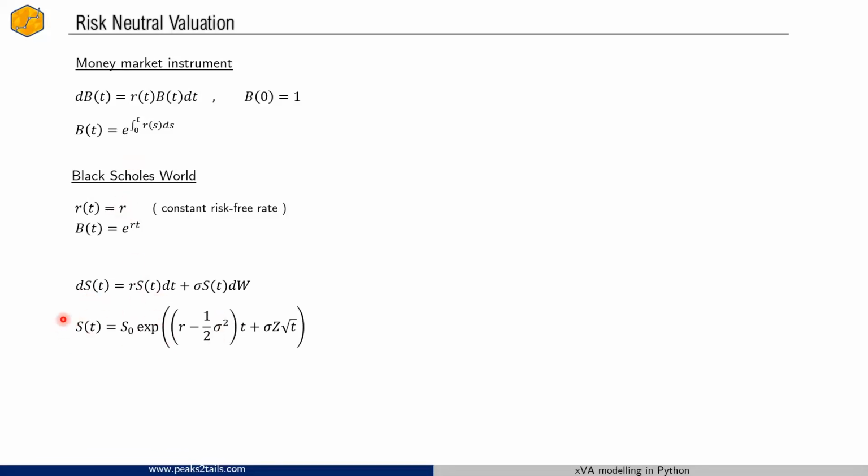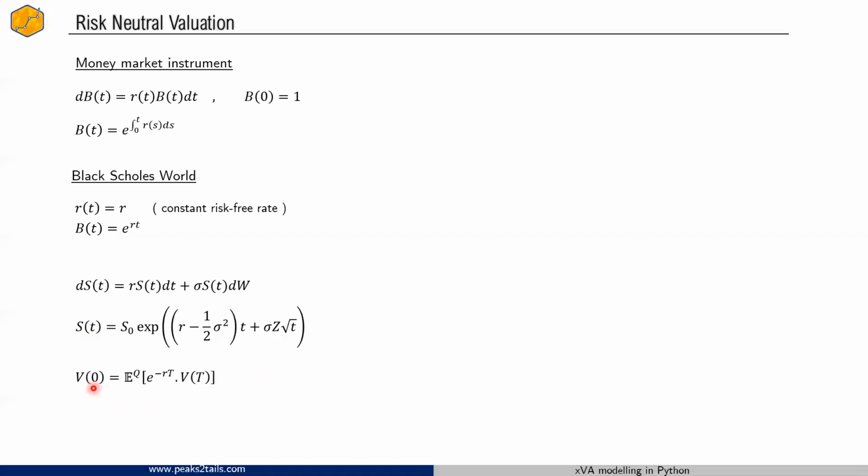And then you solve for the stock price. This is the random stock price value at time t. You can see Z here. Z is the standard normal, and this is the one that is responsible for the randomness of the stock price in the future.